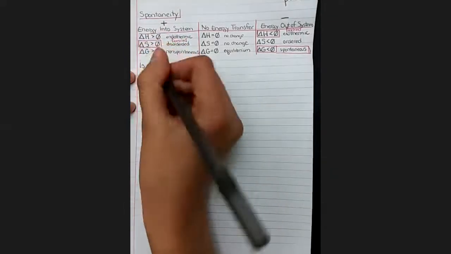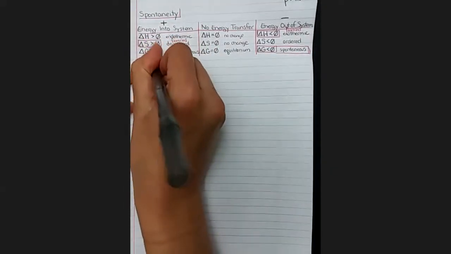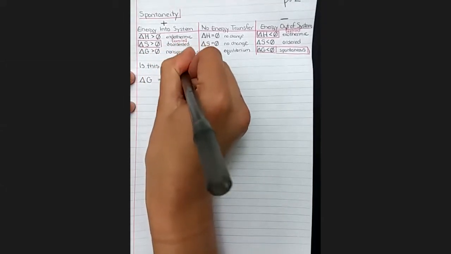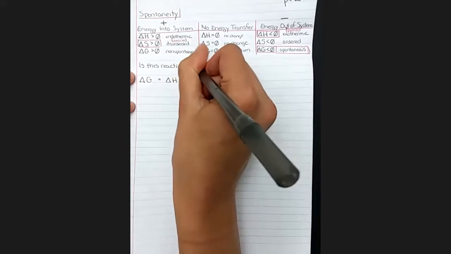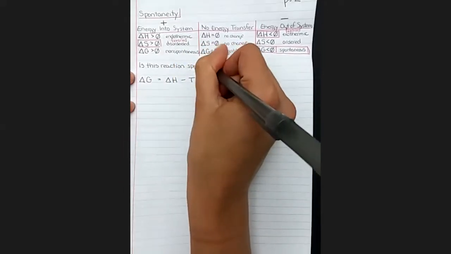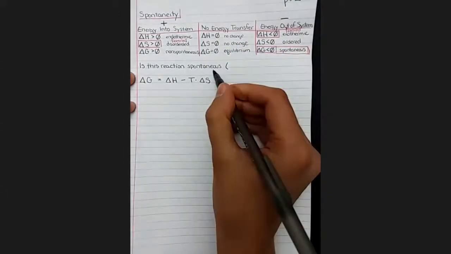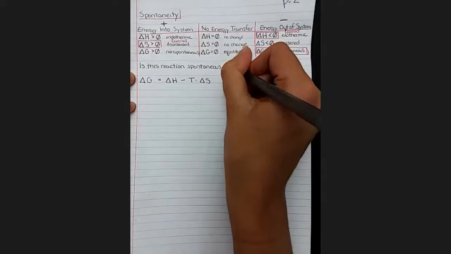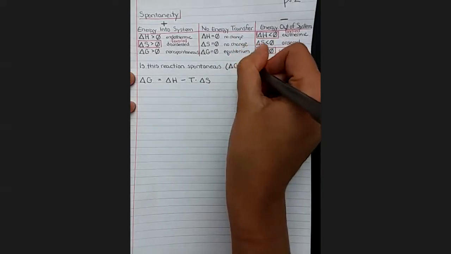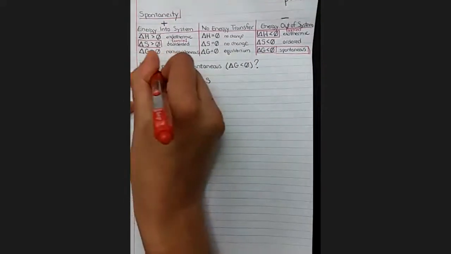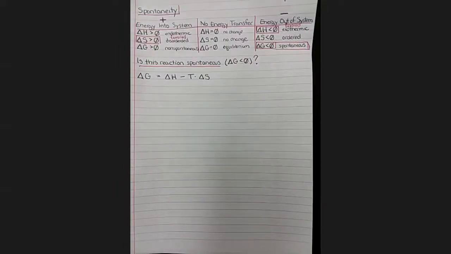Okay, so now that we have our spontaneity indicator, our new favorite variable delta G, let's ask the question that we've really wanted to ask ever since the very first video of this chapter, which is: is my reaction spontaneous? And what we're really asking when we ask this question is: is delta G less than 0? Delta G is going to be the answer to the question we've wanted to know since the beginning of the chapter.